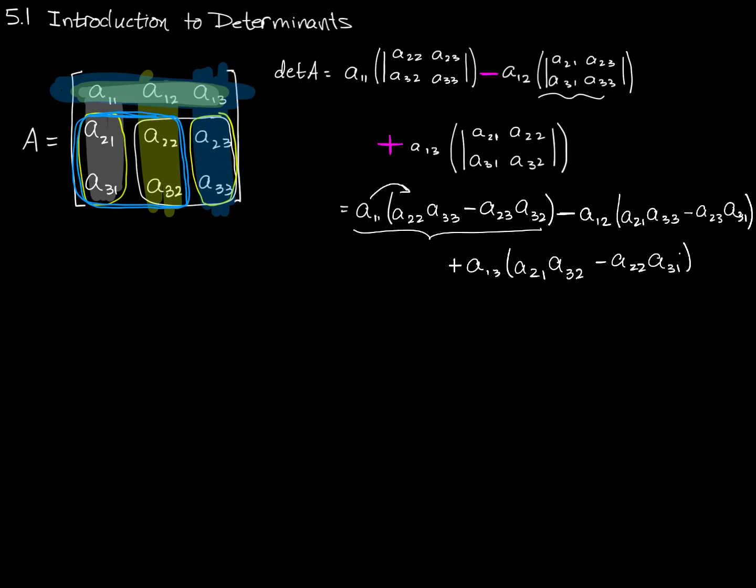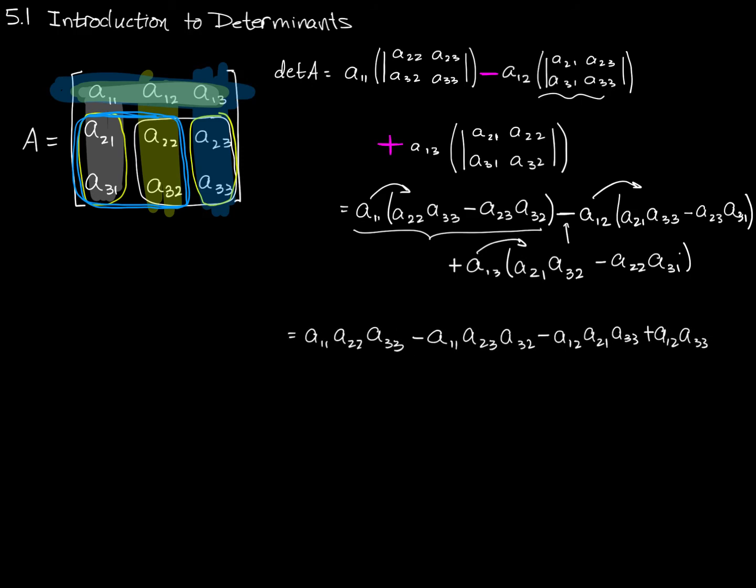If I now distribute, I get A11 times A22 times A33 minus A11 times A23 times A32 minus, because of this minus right here, A12 times A21 times A33 plus, again, I'm distributing a negative here, A12 times A33. I'm going to run out of room, so I'm going to take the whole thing and shove it over just a little bit.